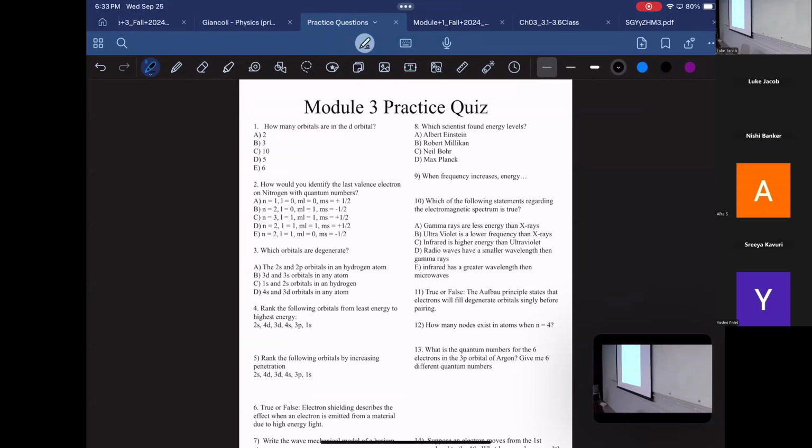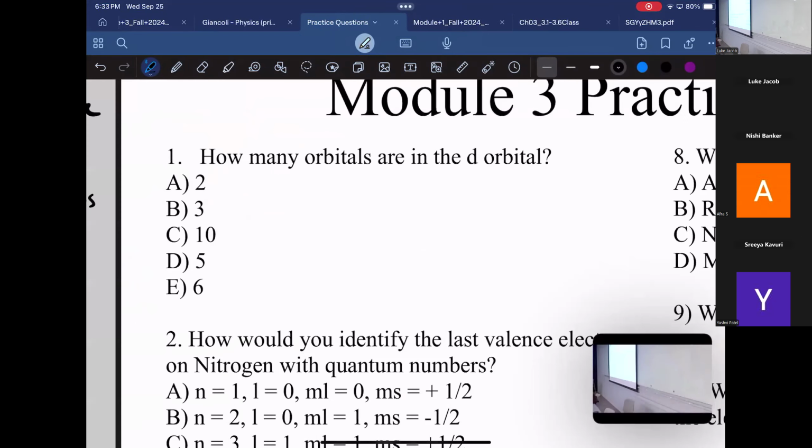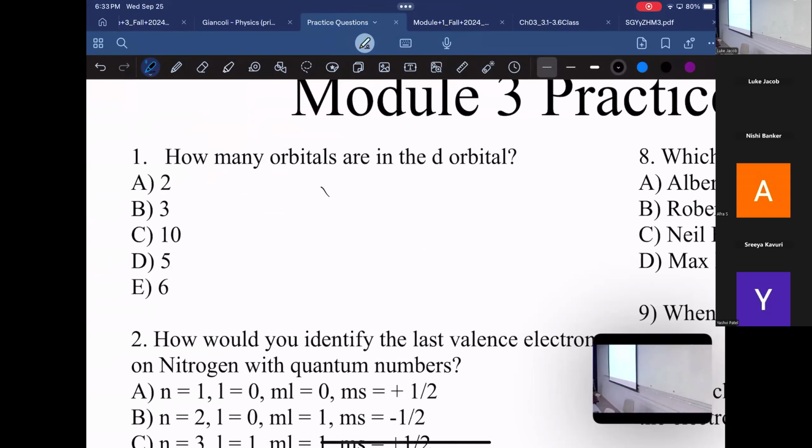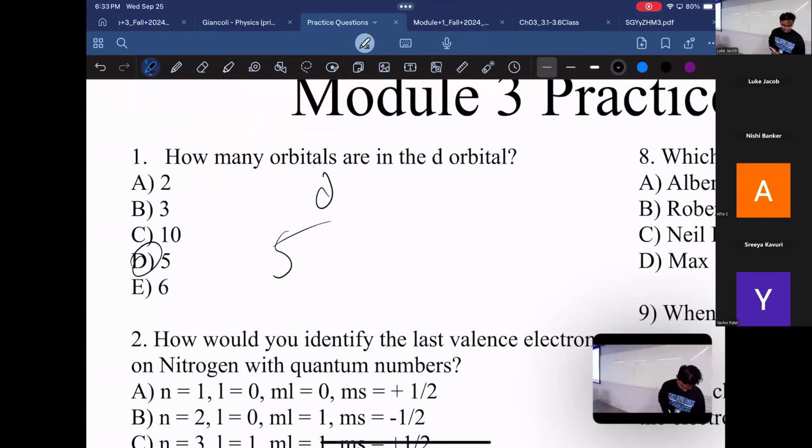So question one. This one is a fairly straightforward one. D orbital. How many orbitals are in D? 5. Yep, 5 orbitals, right? So the answer is D.